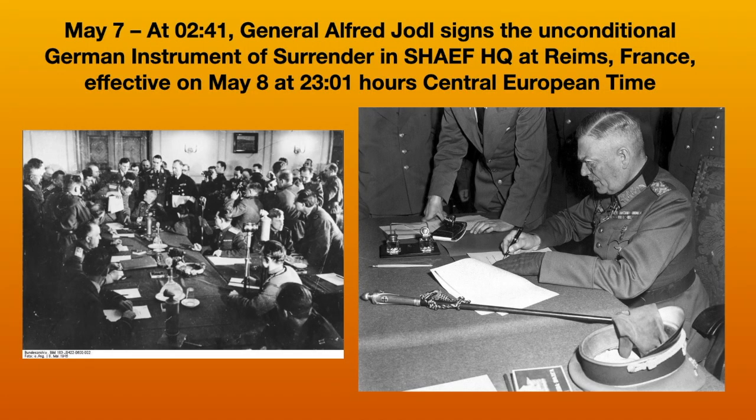Right, let's move on because we'll come back to that later on in our slideshow. On May the 7th, General Jodl actually signed the unconditional German surrender in Eisenhower's headquarters in Reims, France, and that would be effective from 2300 hours on May the 8th. And of course, that was to lead to the VE Day celebrations, which we'll talk about later. But again, here's a bit of Pathé news from the time.